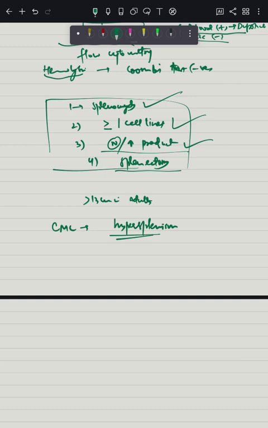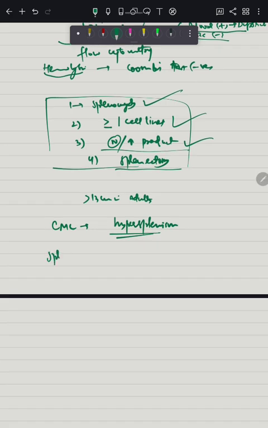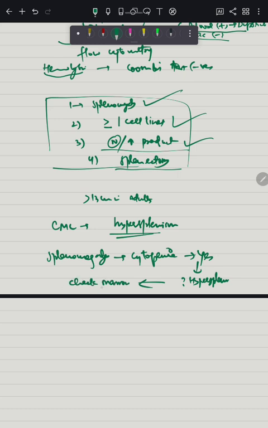I will give a quick algorithm to differentiate. For example, you find that the patient has splenomegaly, then you check whether there is cytopenia or not. If there is cytopenia, you have to suspect hypersplenism. Second, you have to check marrow. If there is increased production of cell lines, then this is definitely hypersplenism. But if decreased production, then this is bone marrow disease.